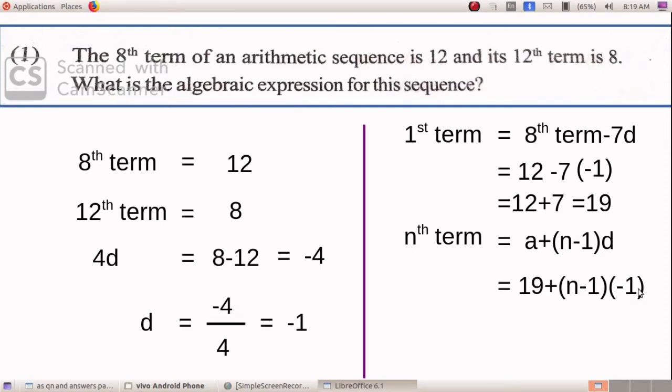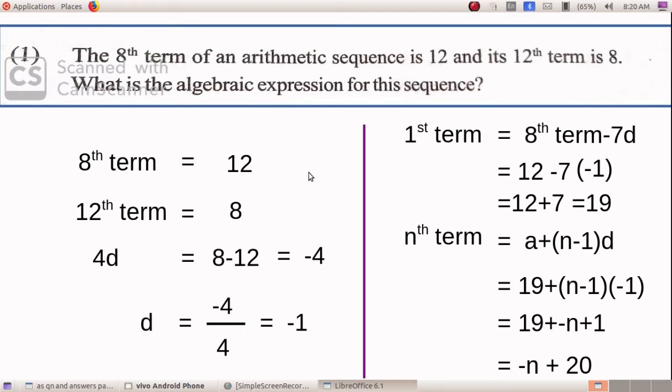On multiplying this minus 1 with all terms inside the bracket, n into minus 1 will be minus n. Minus 1 into minus 1 will be plus 1. Therefore, it will be 19 minus n plus 1. 19 plus 1 will be 20. Therefore, it is minus n plus 20. This one is the algebraic expression to denote this arithmetic sequence. I think you have understood this question and its answer very well. You can pause the video and write it down if needed.